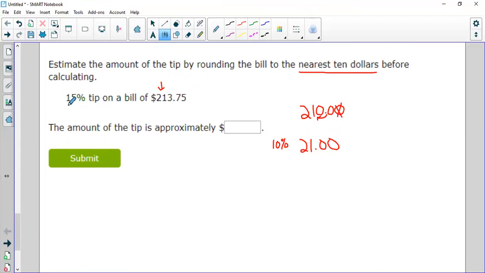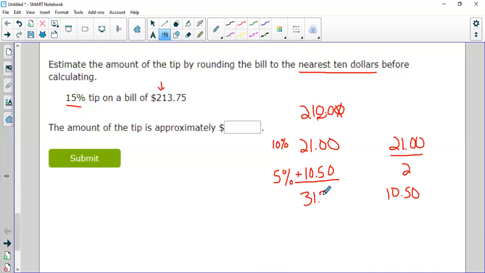That's my 10%. I need 15, so I need another 5%. I need to take that 21 and cut it in half. If I divide it by 2, that gives me $10.50. So my 5% value is $10.50. So my 15% will be the 10 plus the 5 for a grand total of $31.50. I have to give a $31.50 tip.